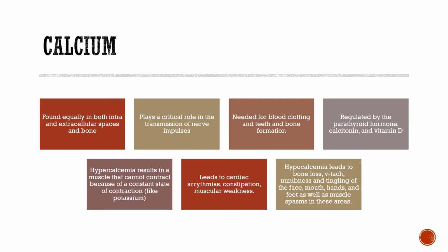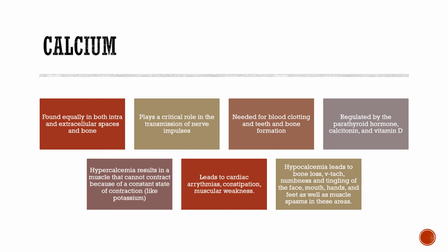Hypercalcemia results in a muscle that cannot contract because of the constant state of contraction. So it's very much the same principle with potassium. If you've got too much calcium, that contraction cannot release, which would lead to a cardiac arrhythmia. It also could lead to constipation because it stops that muscle through the GI tract from contracting. That peristalsis effect would slow, which could lead to an ileus, a paralytic ileus.